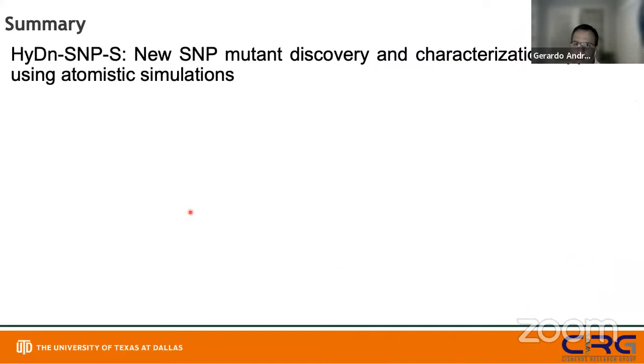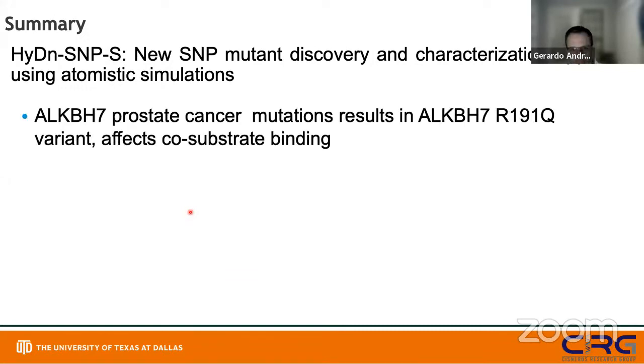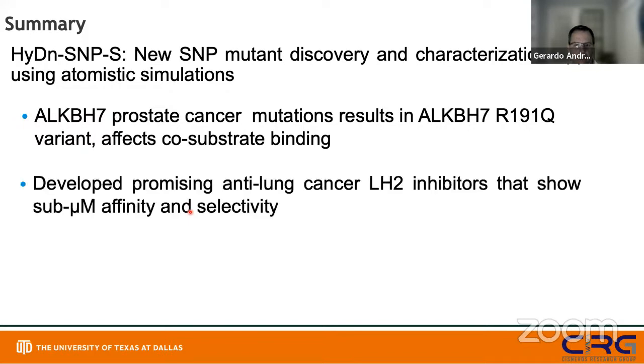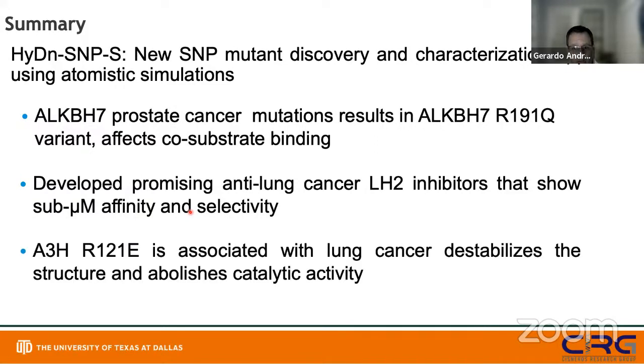So with that, I'm going to give you the summary. So we have this new approach, hidden SNPs, that combines bioinformatics and atomistic simulations. We found a prostate cancer associated mutation on AlphaG that affects substrate binding, developed a promising anti-cancer LH2 inhibitor for lung cancer, and we found another mutation on A3H, which is associated with lung cancer.